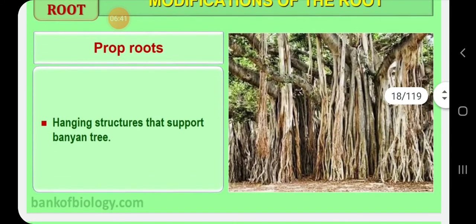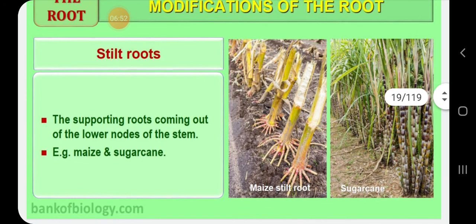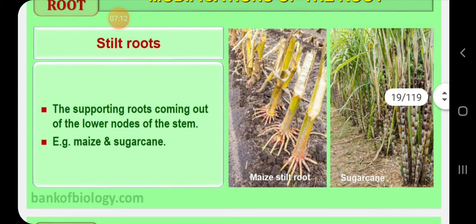Now prop roots. In the banyan tree you can see the hanging roots, and they are mainly for the support of the huge banyan tree. Then stilt roots, which you can see in sugarcane. These are supporting roots coming out of the lower nodes of the stem, as in maize and sugarcane. They are known as stilt roots, and their work is to support.